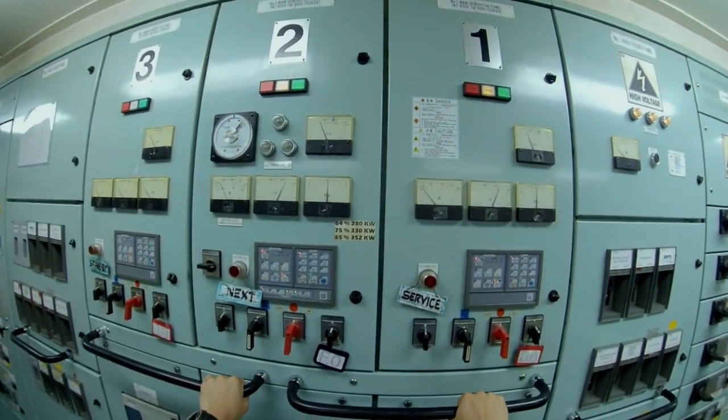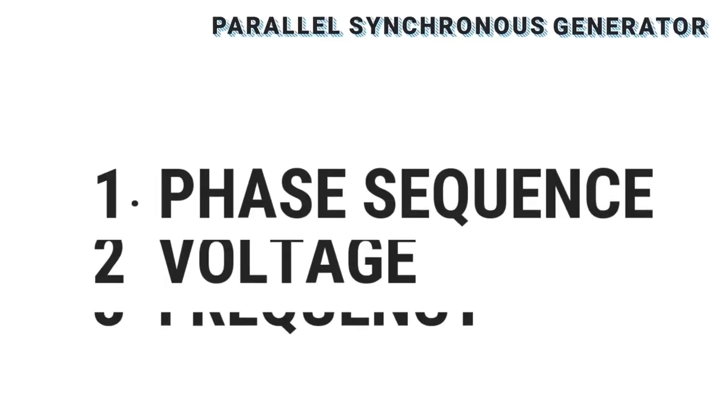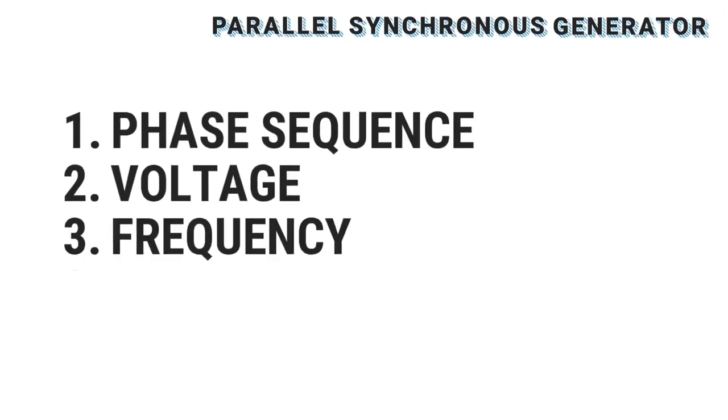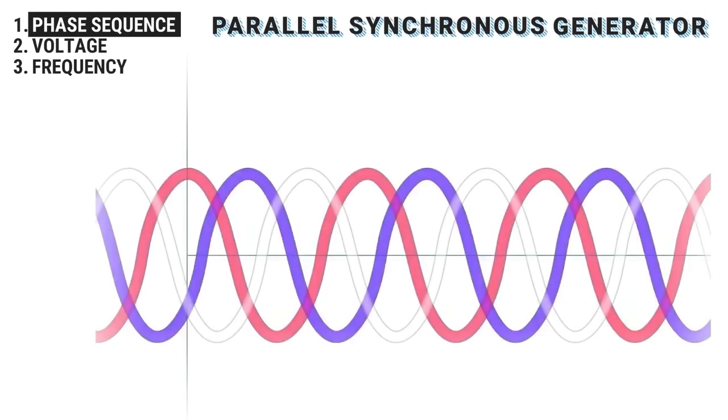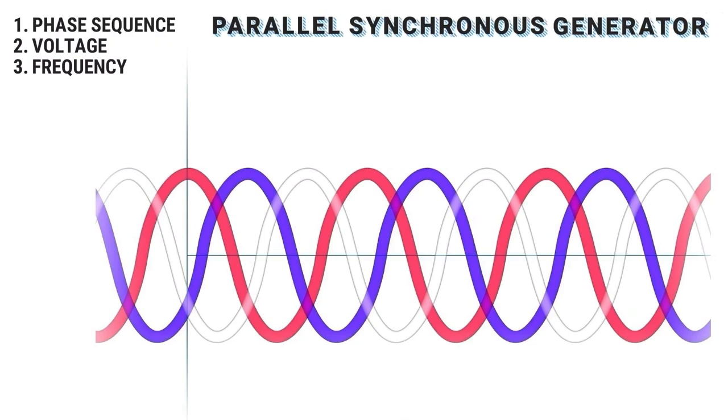There are three conditions to run generators in parallel. First, generators must have the same phase sequence. Phase sequence refers to the order of phases, specifically for three-phase generators. In this figure, if the running generator has red, blue, and white phases, or RST, in order, the incoming generator or generators must also have the same order of phases.